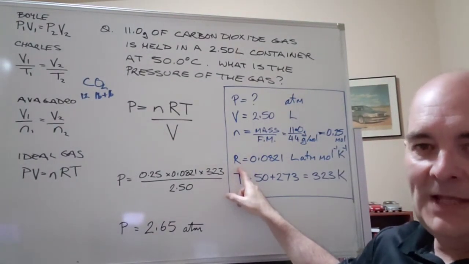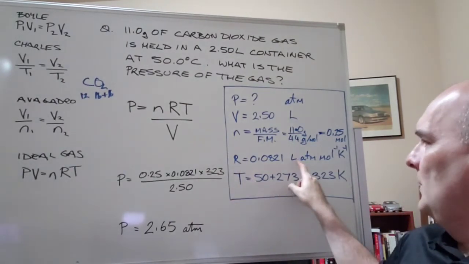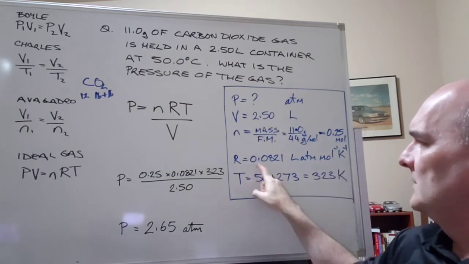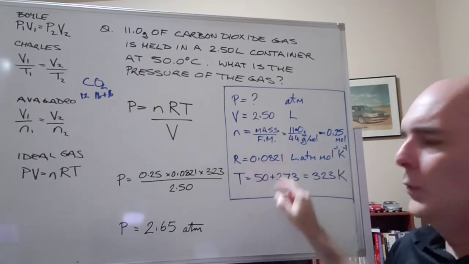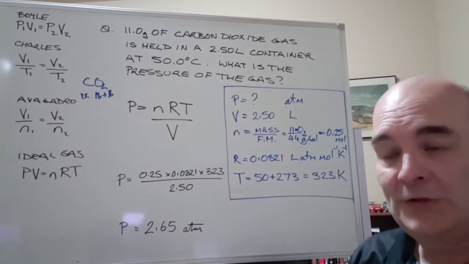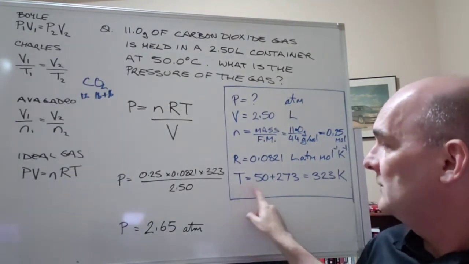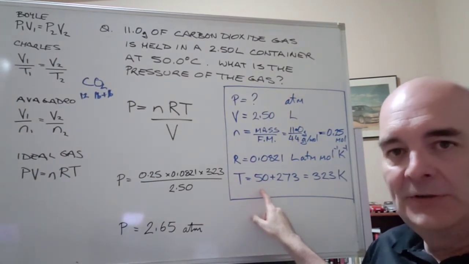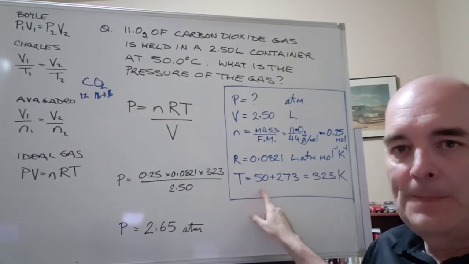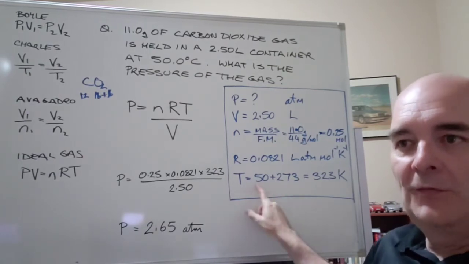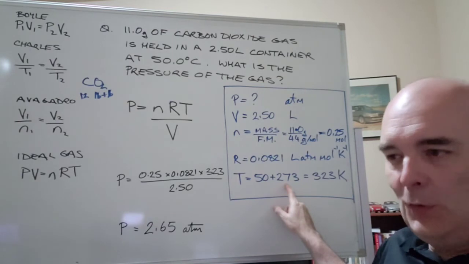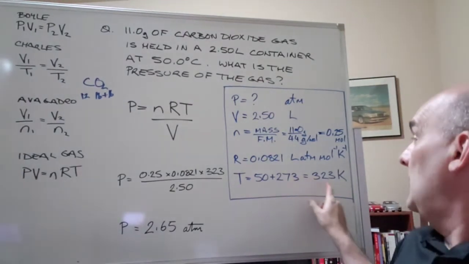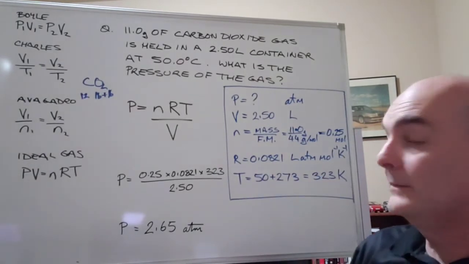R is the universal gas constant, and when it's written in its form of litre atmospheres per mole per Kelvin that we need for this form of the equation, it is 0.0821. Temperature is given in the question. Temperature is 50 degrees Celsius. But again, we don't use Celsius in gas calculations. We use Kelvin. So I'm going to convert Celsius into Kelvin by adding 273 to my number. So my 50 degrees Celsius becomes 323 Kelvin.